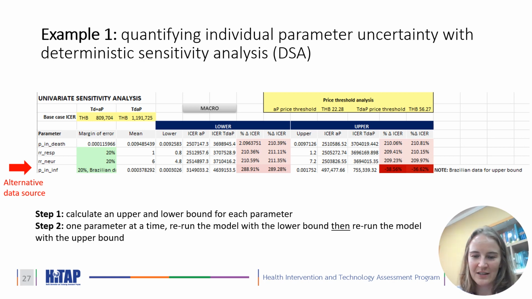So in this case, because there were more issues around the quality of the data and potential bias in terms of how the data is collected, we decided to use alternative data sources to set the upper and lower bound. And then, as I discussed, you run it one parameter at a time: you change it to the lower bound, rerun your whole analysis. What's the change in the output? Change that to the upper bound for that parameter, rerun the analysis. What's the change in output? You do that for every single parameter that you have in your model. So it does take time. I'd recommend writing a macro for it.